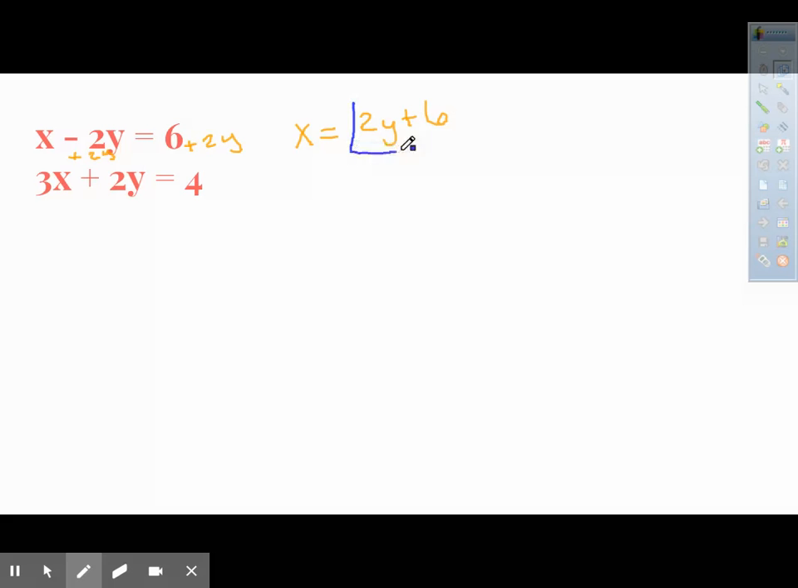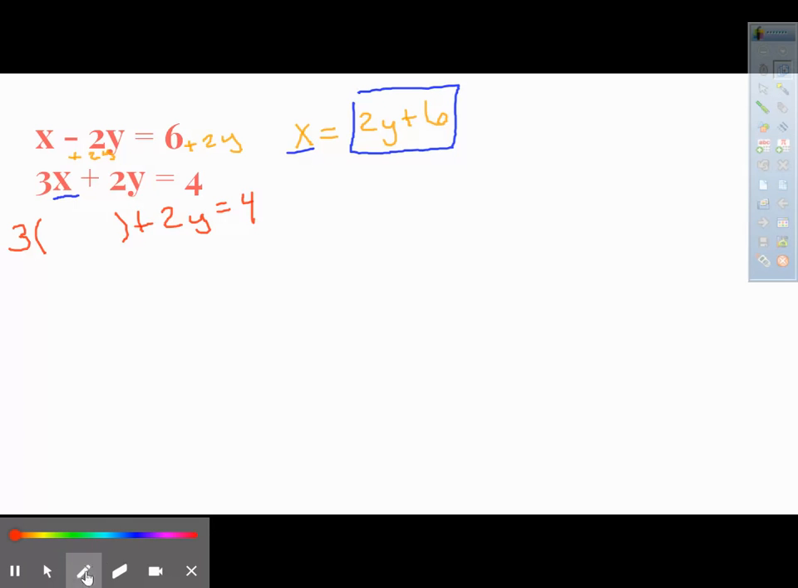I put a box around my expression and underline the x, and I underline the x in the other equation, so that way I know where to substitute it in at. Okay, so I'm gonna rewrite this equation, but instead of x, I'm gonna put parentheses, so it'll be 3 parentheses plus 2y equals 4. And inside the parentheses, I'm going to put what was inside the box, which is 2y plus 6.